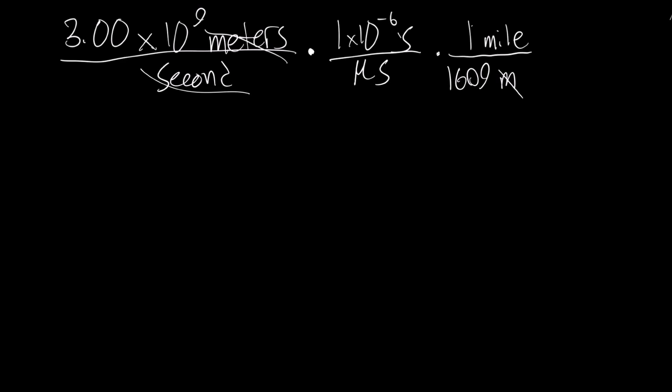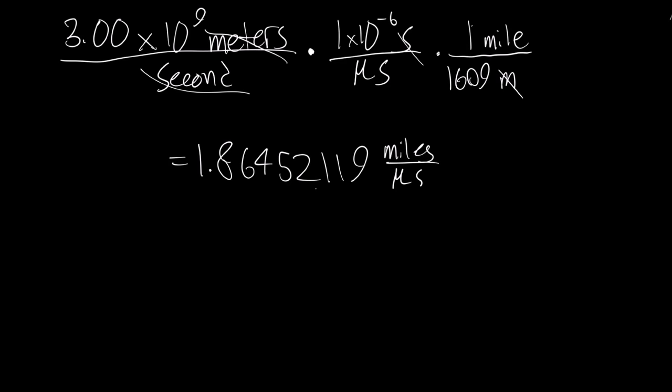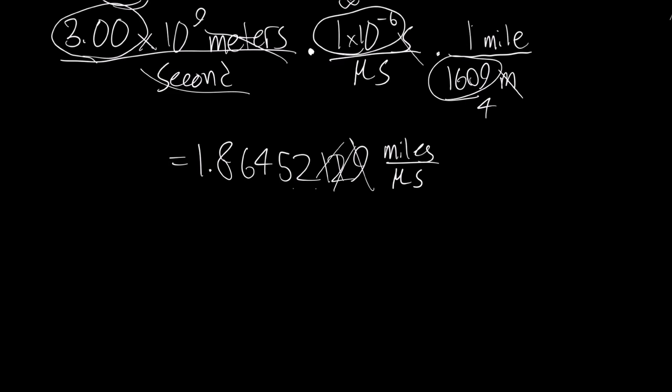Punching this into our calculator, we get 1.8645219 miles per microsecond. But we're forgetting our significant figures. We know the speed of light to 3 significant figures. By definition, we know microseconds to an infinite number of significant figures. Finally, miles to meters is given to us to 4 significant figures. The least number of significant figures here is 3, so we need to shorten our answer to 3 significant figures. Rounding off, we get a final answer of 1.87 miles per microsecond.